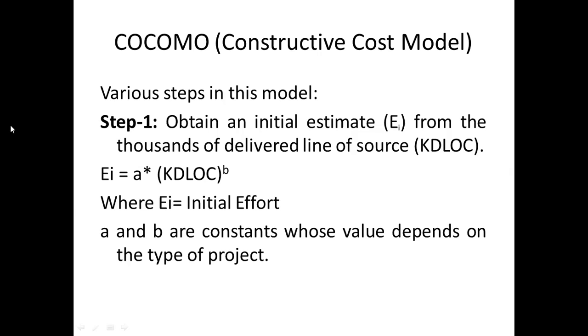So first we will calculate EI is equal to A into KDLOC to the power B. This is the multiplication sign. It is not the power of this, but this is the multiplication sign, A into KDLOC to the power B. So we can calculate the initial effort or initial estimate. Sometimes it is called the initial estimate, or we can also call it initial effort. Now A and B are constants.